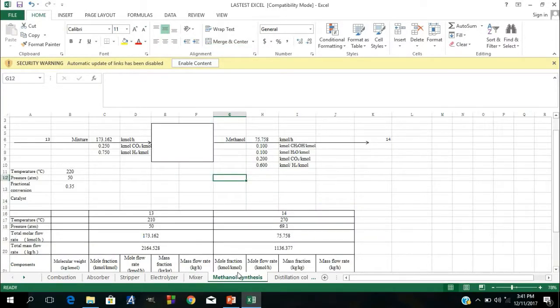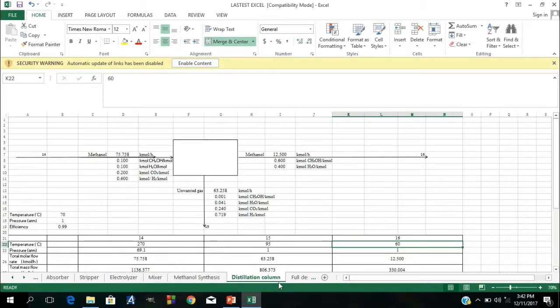And then the mixture will go into the methanol synthesis. In the methanol synthesis, the temperature is 220 Celsius and the pressure is 50 atm. The fractional coefficient for this reactor is 0.35. Hence, the output methanol mass flow rate is 1136.377 kilogram per hour.